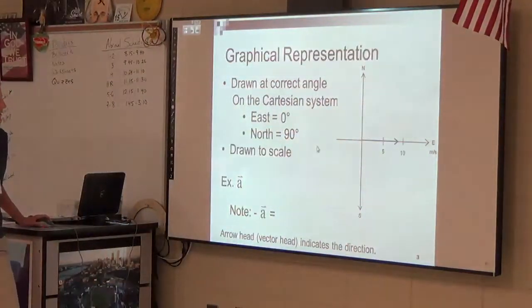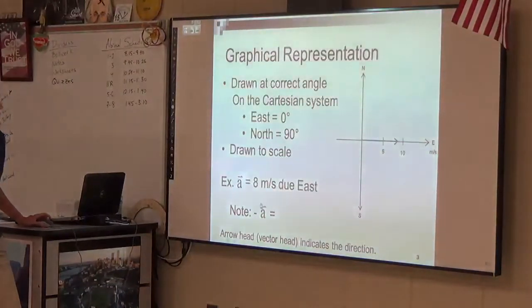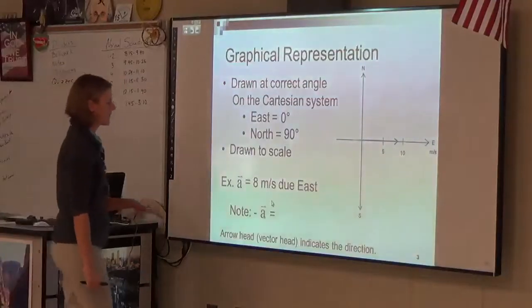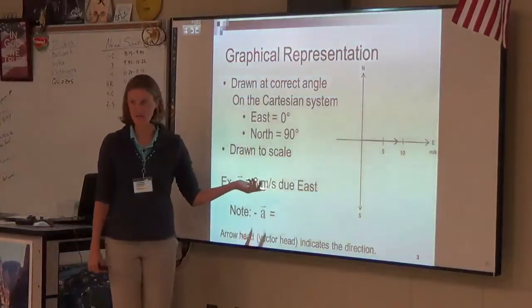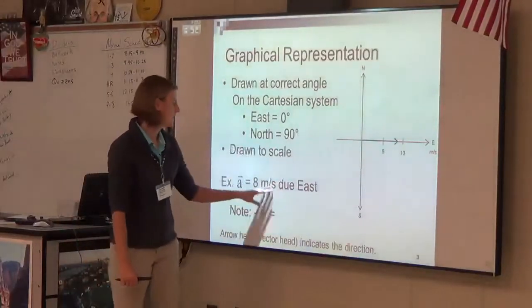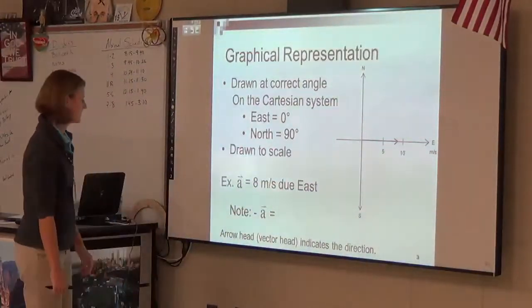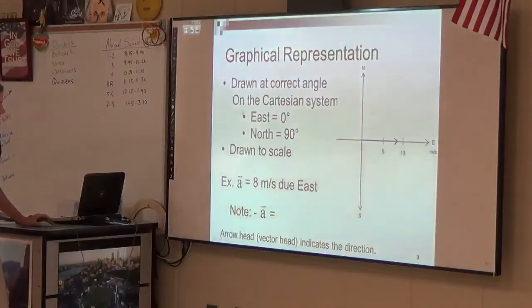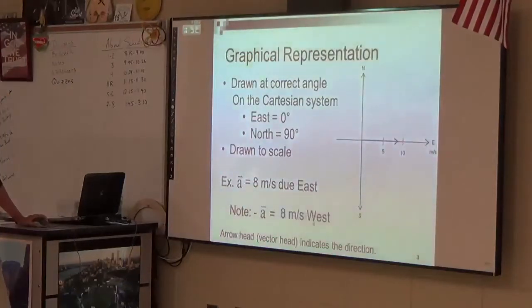Vectors are drawn to scale. So in this case, I had like 8 meters per second due east. Please don't be thrown by the fact that it's a velocity. It doesn't just have to be distances that we can graph. I mean, that could have been anything. A force, acceleration, velocity. If I want to make it negative, that would just simply mean the opposite direction, so that would be west.